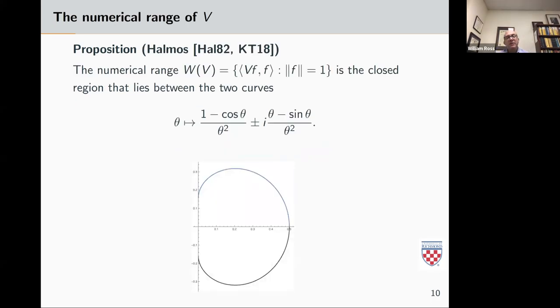All right, the numerical range. The numerical range of V or any operator is what Toeplitz called the field of values. So you look at the inner product of Vf against f, and you look at all those numbers where you sample over every unit vector in L2. The Toeplitz-Hausdorff theorem says that's going to be a convex set. It doesn't always have to be closed.